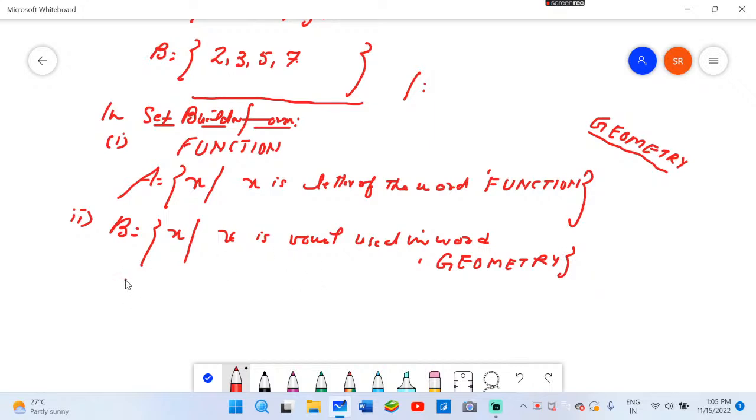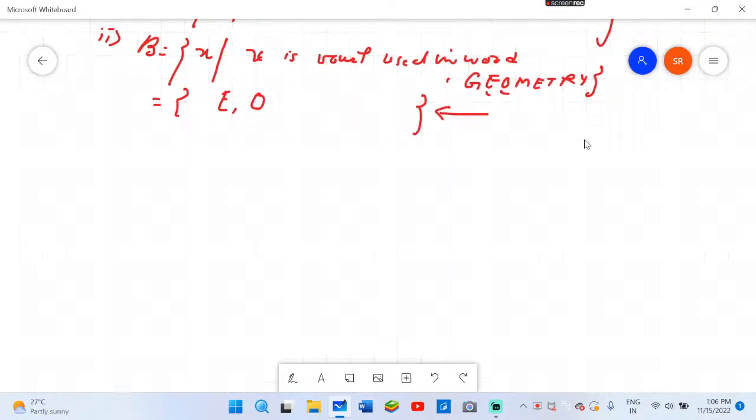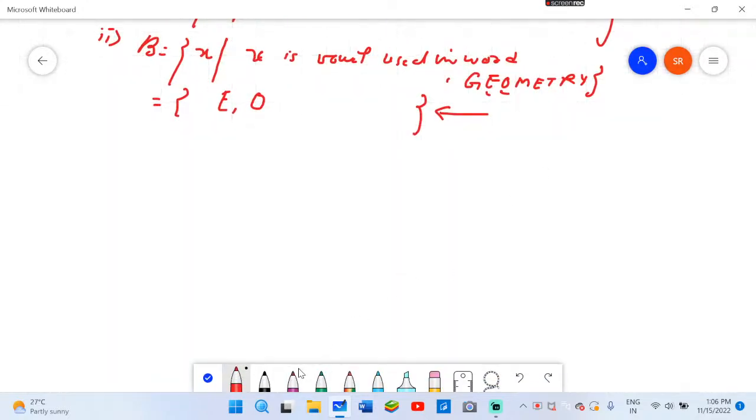Okay, if I ask you to write this set in tabular form, then what will be the elements? E being ball, O, E and O. I think there is none else. J, E and O. E is repeated, we write it once only, that's all. E and O. So this becomes tabular form. The previous one is set builder form.